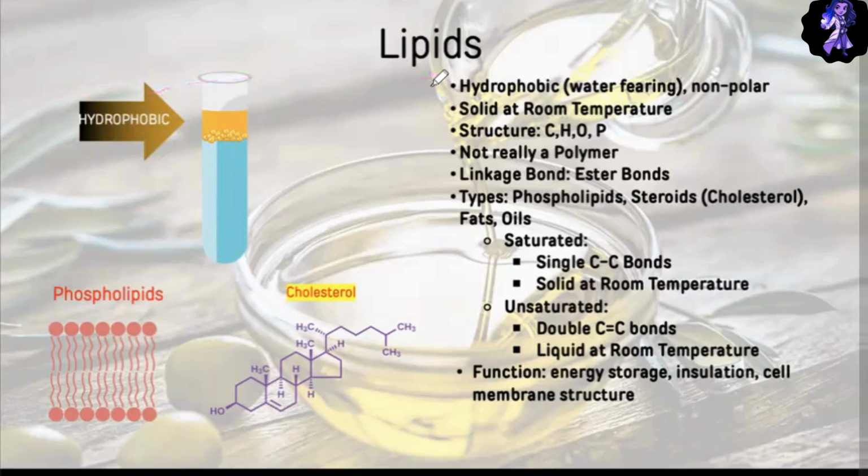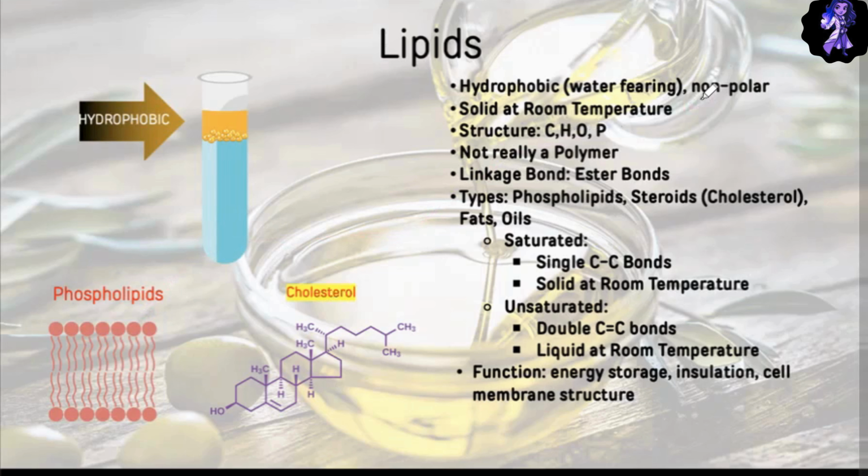So what you need to remember is that typical lipids, which include things like fats and oils, think like butter, and phospholipids and steroids like cholesterol, they're going to be hydrophobic, which means that they're water fearing, which is interesting because they're not like other macromolecules. They commonly hold the structure with four main elements: carbon, hydrogen, oxygen, and sometimes phosphorus. So something like phospholipids would have phosphorus in them. Not always, but that's something to note. They are solid at room temperature. I want you to think of something like butter.